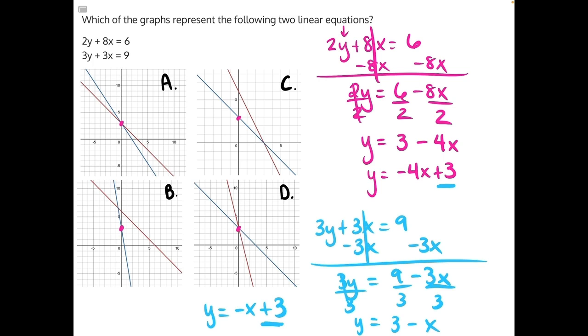intersect at positive 3. So that means we can eliminate answer choice C because it has a different intersection point, and answer choice B because it also has a different intersection point. So it has to be either A or D. Let me make some room and we will continue.